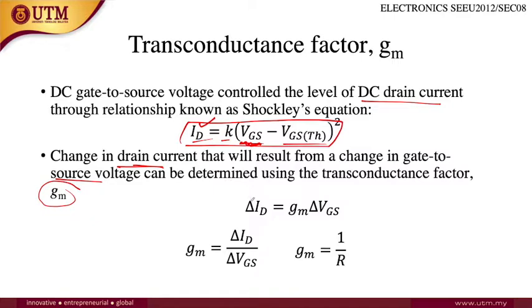Another formula related to GM, the transconductance, is delta ID. The change in delta ID is equal to GM times the change in VGS. The change in drain current is a result of the change in gate to source voltage, so you can determine GM. So the gain factor is the transconductance factor GM. This formula we can rewrite, and it will look like this.